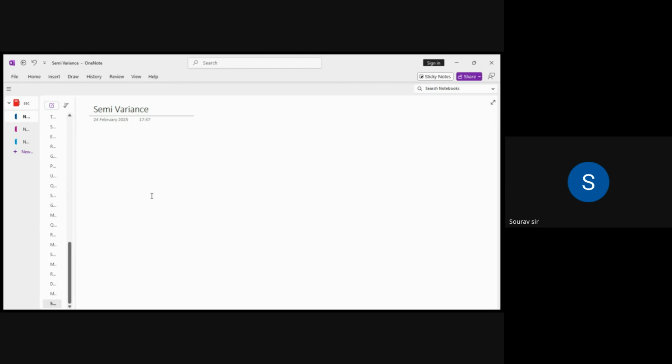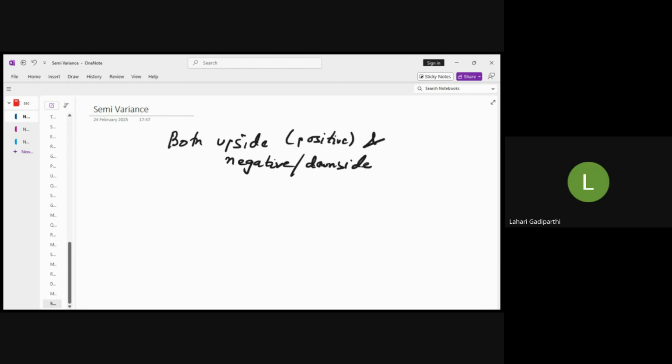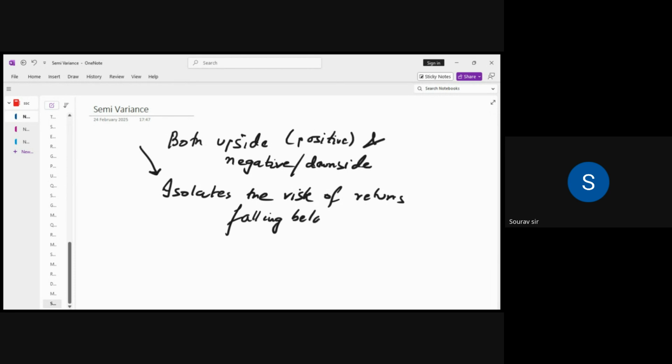So I told you why the semi-variance is important, because it considers both upside, that is the positive, and downside, that is the negative. What the semi-variance does is it isolates the risk of returns falling below the mean.